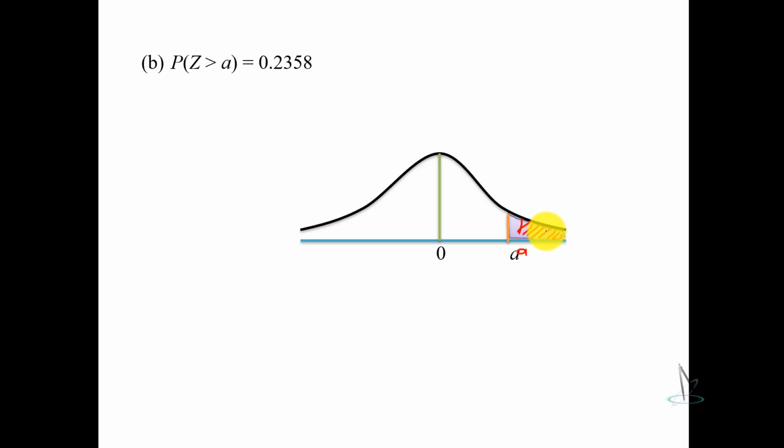Now the region for Z greater than A is 0.2358. So now you can straight away refer to your table to see which one will give you 0.2358. From the table we can see that if Z is greater than 0.72, we are going to get the total probability 0.2358. Therefore, you can see that the value of A is definitely 0.72. Okay, next.